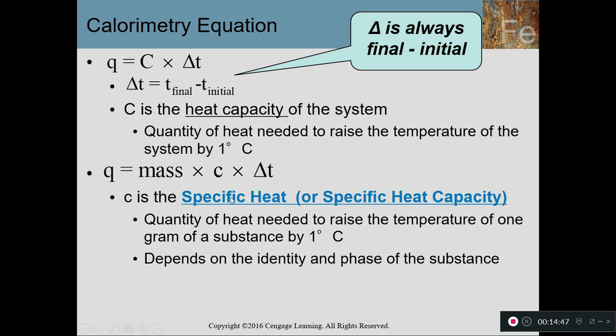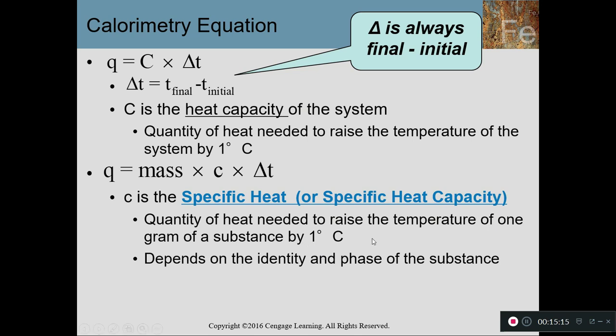Well, another thing that we're going to use a lot more, and I mean a ton more, is the concept of specific heat. And that's where every substance has an amount of heat that's required to make it change its temperature 1 degree Celsius, but more specifically, the amount of heat that's needed to raise 1 gram of that pure substance 1 degree Celsius. It depends on the identity, the phase. Water's solid specific heat is different than liquid specific heat, is different than steam specific heat. They're all very, very different.